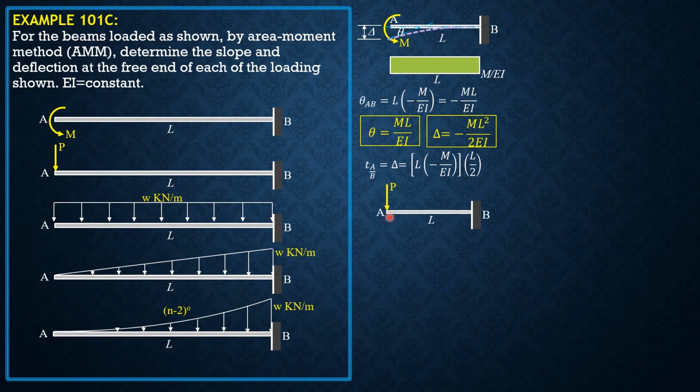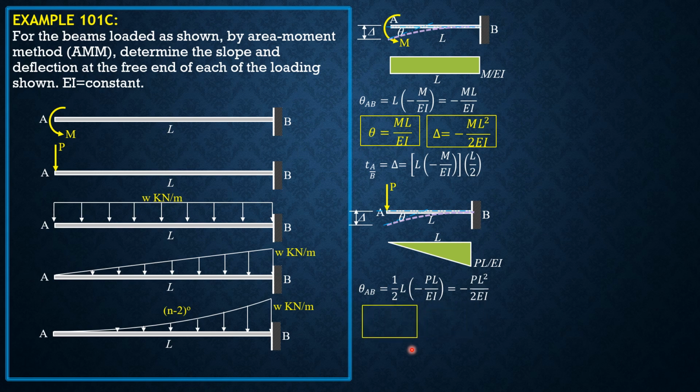Then for the second situation, the moment diagram by parts is a triangle with the magnitude at B of negative PL over EI. The location of the centroid from the free end A is 2/3 of L. So theta AB is equal to the area of this moment diagram by parts, which is a triangle, 1/2 of L times negative PL over EI, or negative PL square over 2EI. The negative sign means that the tangent at A relative to the tangent at B is rotated clockwise, and clockwise rotation is negative. But the slope at A is positive. Therefore, theta is equal to PL square over 2EI.